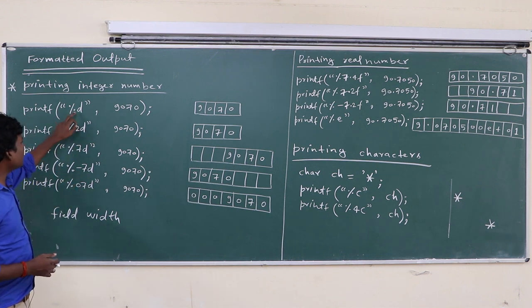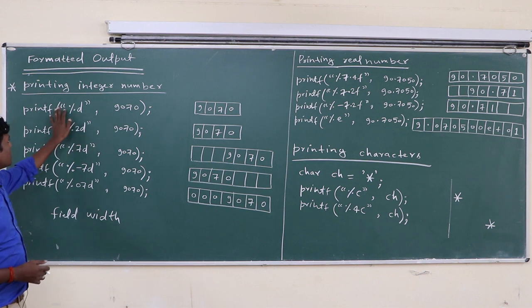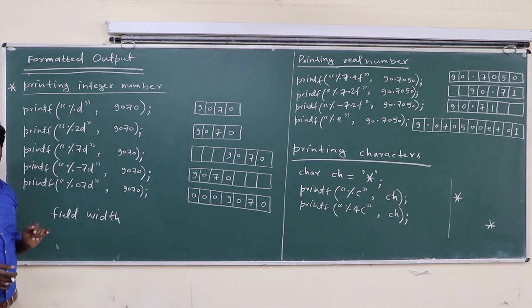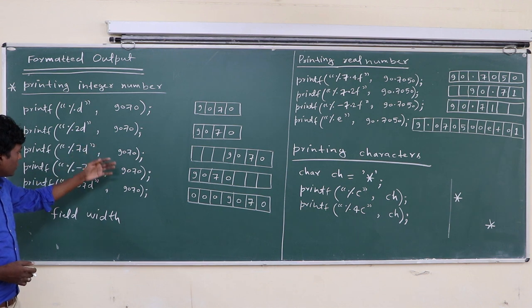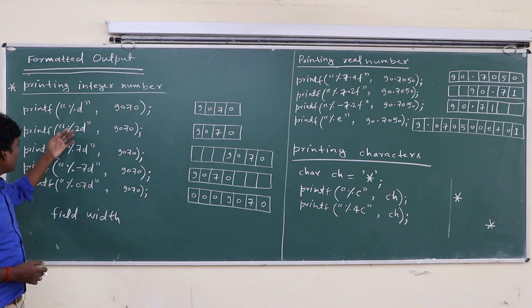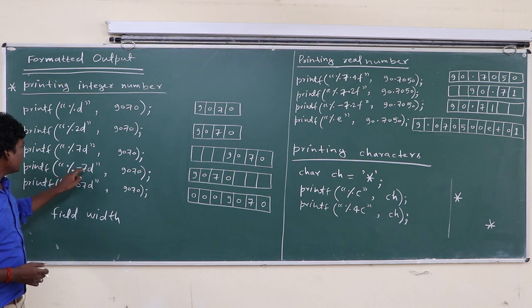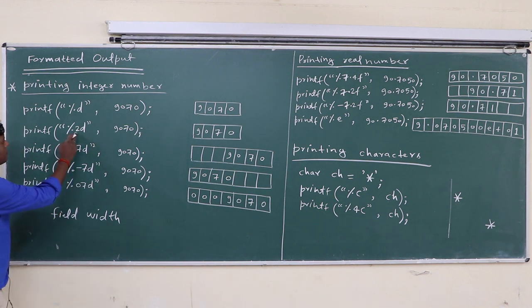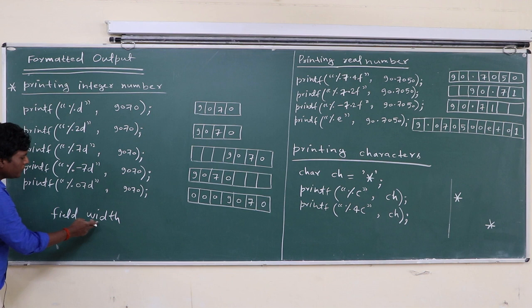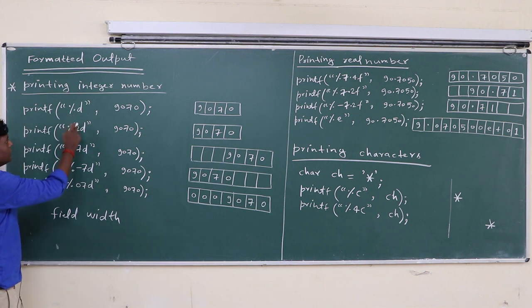So here there is a hidden one, %1d. Normally we use this %d, but here we are using various types of format specifiers, where there are numbers, %2d, %7d, %-7d. These numbers are called field width.